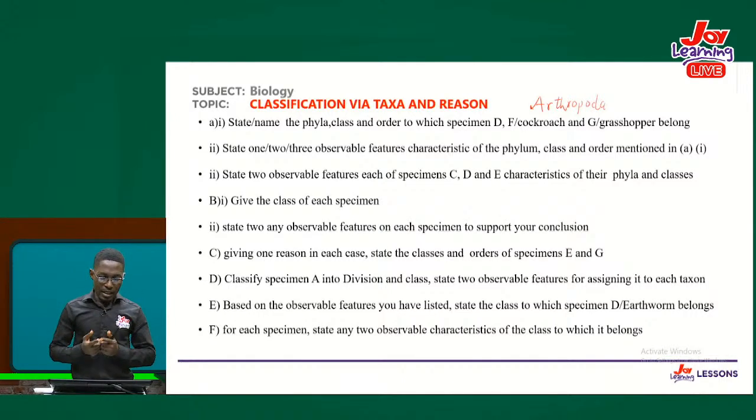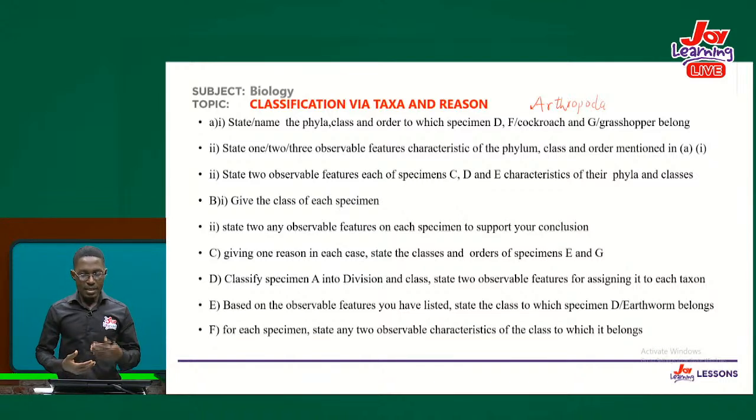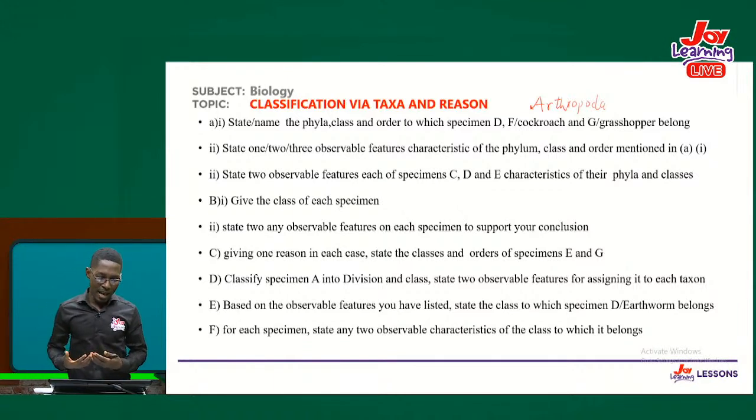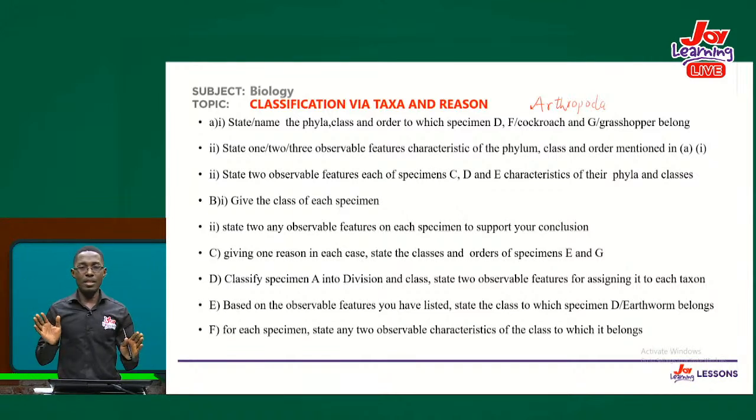Give one reason in each case. State the class and order of specimens, let's say E and G. So if you know specimens E and G, they are class and order. They are asking you to give a reason for that. So on the slide, everything is the same. No matter how they trick it or change the words, they want the same thing: the class or the taxa, and the reason. Full stop.